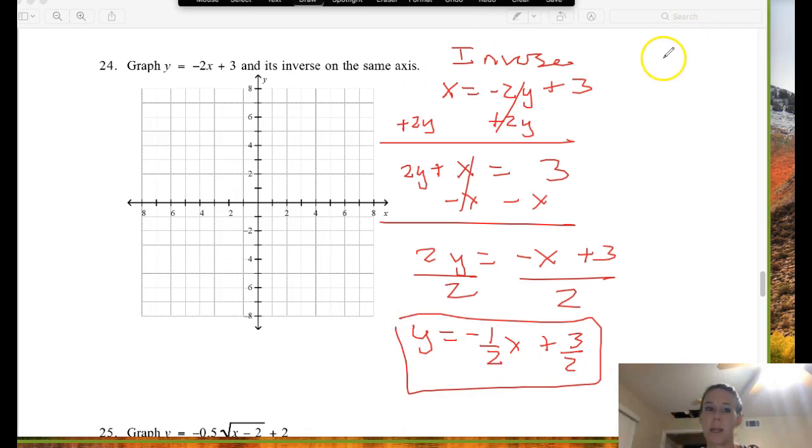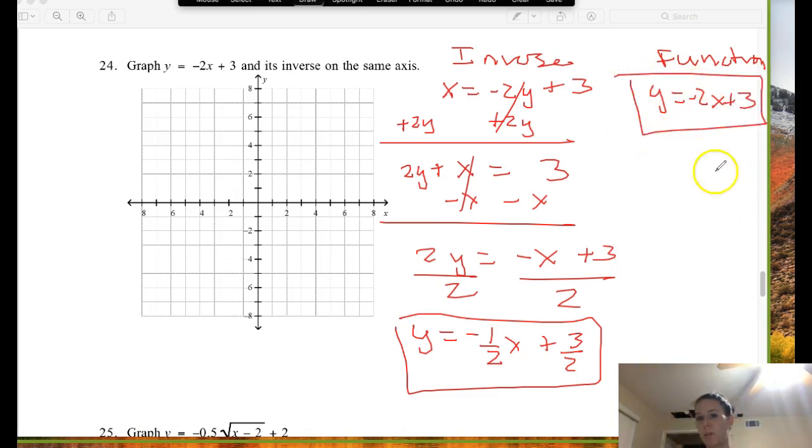Here is my original. This is just my regular function, y equals negative 2x plus 3. Okay, now you can graph this by plotting points. You could have gone x, y. Let's plug in some points and then flip those points and graph your inverse. That would have been an easy way to go. But since these are both lines, this is easy, guys.